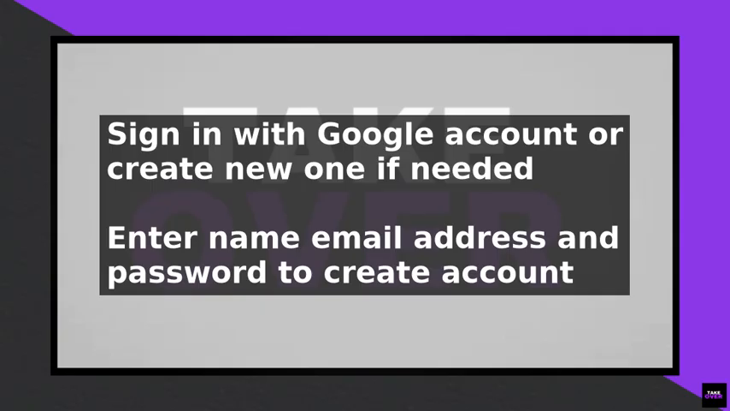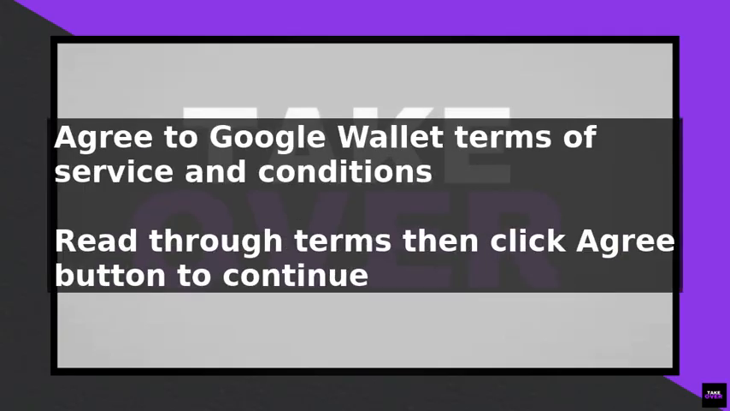Now, you will be prompted to add a payment method to your Google Wallet account. You can add a credit or debit card, or a bank account. To add a credit or debit card, click on the Add Card button and enter your card details, including the card number, expiration date, and security code. To add a bank account, click on the Add Bank Account button and enter your bank account details, including the account number and routing number. You may be asked to verify your bank account by receiving a small deposit from Google and entering the amount into the Google Wallet app.